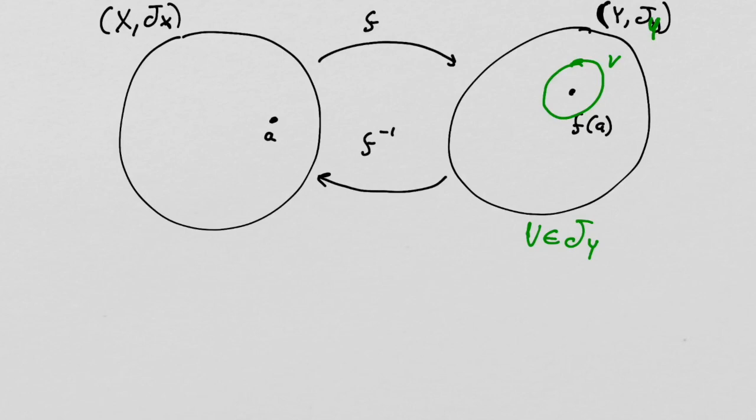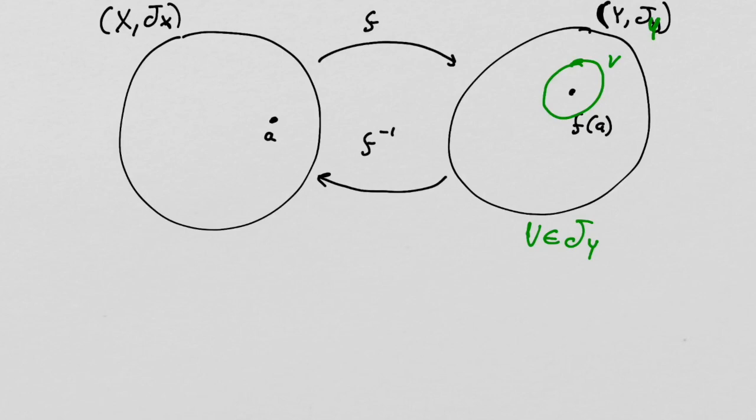So we pick an arbitrary open set of Y. It's arbitrary in the sense that as long as it contains f of A, I don't care what open set it is. It could be the one I just drew. It could be this one. It could be this one here, like that. It could be the union of this and that, right? It could be any of those, as long as it's an open set that contains f of A.